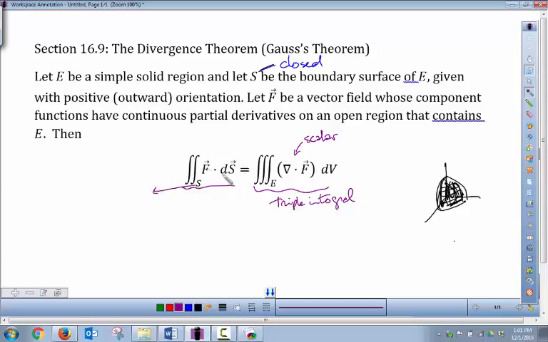Well, first let's talk about S. S is going to be the boundary of E. Sometimes you might see me write it with the partial notation again, ∂E. So that's our notation for the boundary. And then this is a flux integral.